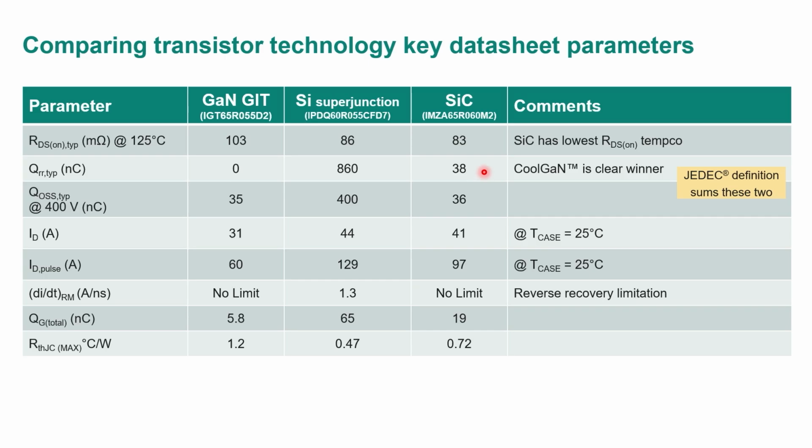Silicon carbide is also very good. It's a wide bandgap semiconductor, but it does have some minority carrier charge. Very usable, though, with a small reverse recovery of 38 nanocoulombs. But here, GaN is the clear winner in terms of reverse recovery.